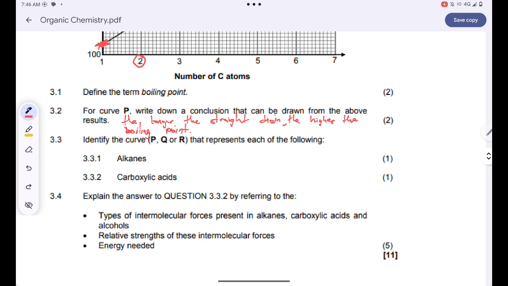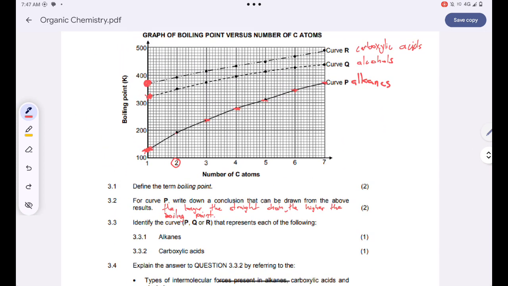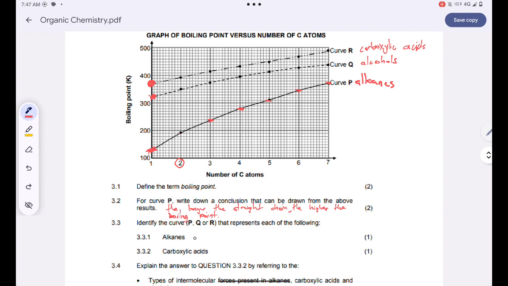Okay, now you are supposed to identify curve P, Q, or R that represents each of the following. Remember that we said that curve P represents alkanes. Why? Because it has the lowest boiling point. Are you together? And then curve R represents carboxylic acid because it has the highest boiling point compared to alcohols and alkanes.